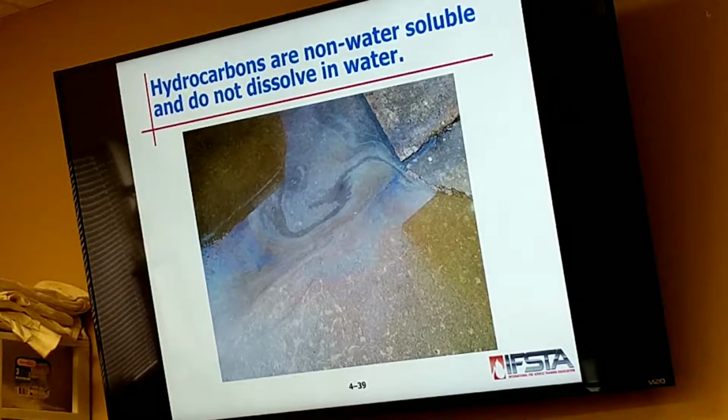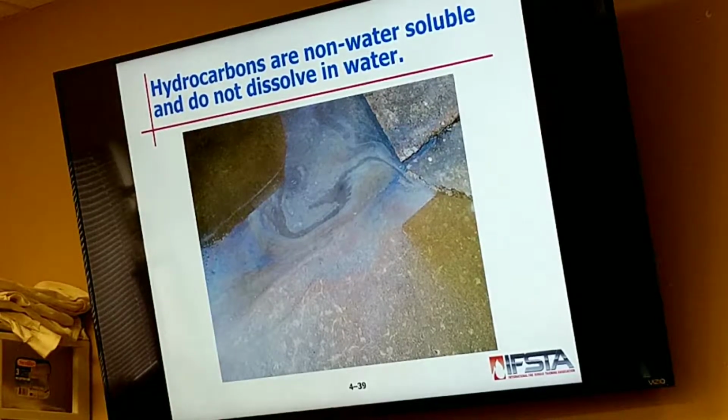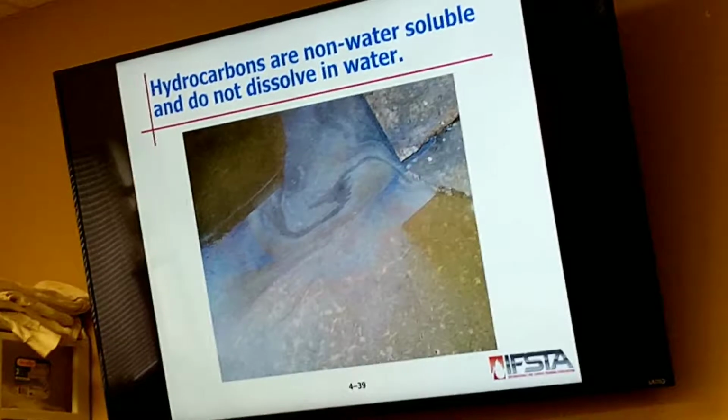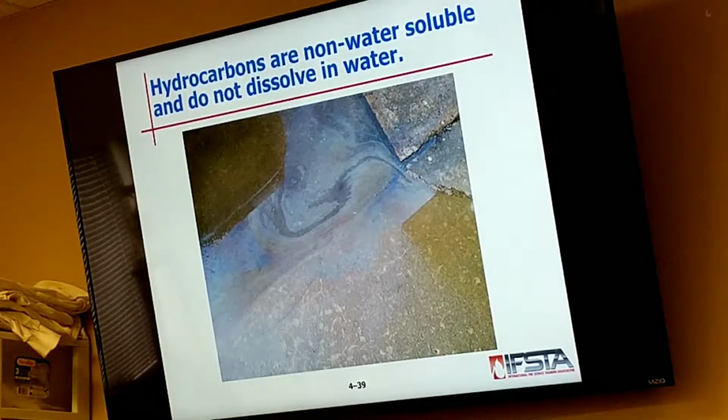When a non-water soluble liquid such as a hydrocarbon, what are your hydrocarbons? Gas, diesel fuel, okay, that's your hydrocarbons. When they combine with water, the two liquids remain separate. When we have a water soluble liquid such as a polar solvent, polar solvents are alcohol, methanol, ketone, methyl ethyl ketone. They combine with water. Okay, so they mix with water.